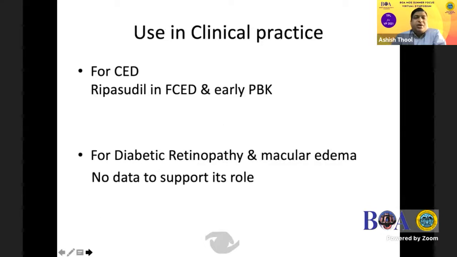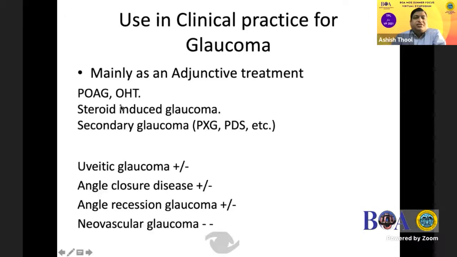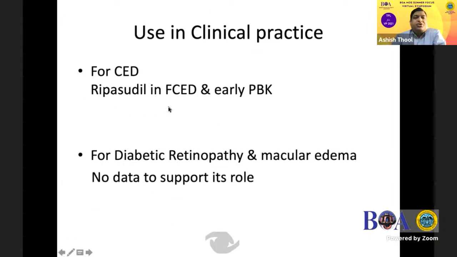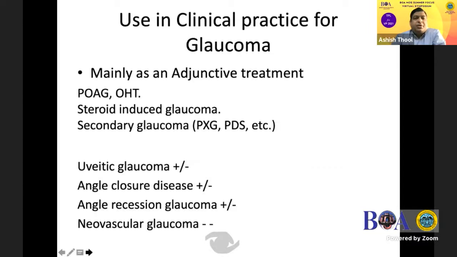And in clinical practice, now we would want to use, with the data that is available with us, for corneal endothelial disease. Maybe we can use ripasudil for Fuchs corneal endothelial dystrophy and maybe early PBK. There's no data to support the role of topical ROCK inhibitors for diabetic retinopathy and macular edema. And in glaucoma, because of its modest efficacy and the side effect profile that we have seen, we would mainly want to use it as an adjunctive treatment, whether in primary open-angle glaucoma, ocular hypertension, steroid-induced glaucoma, or secondary glaucomas. In uveitic glaucoma, you can get an added benefit in the form of reduction in the inflammation.